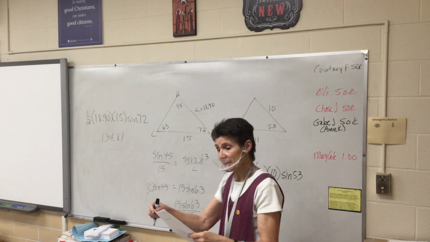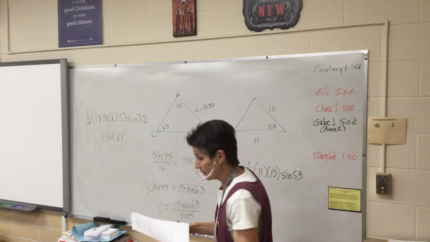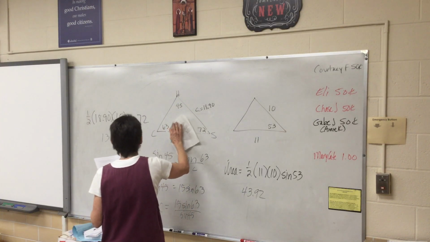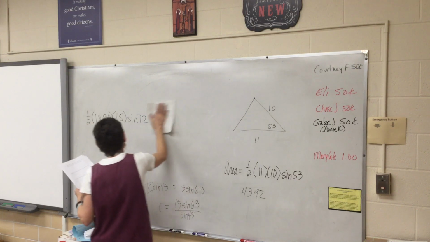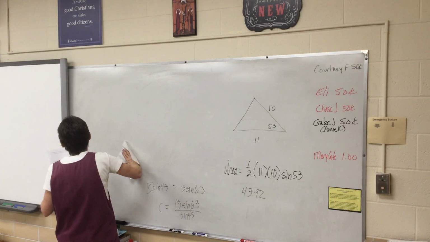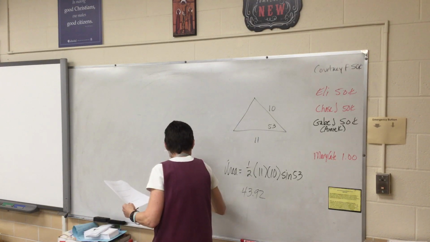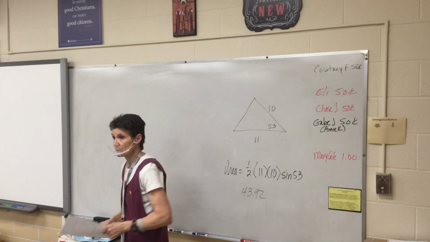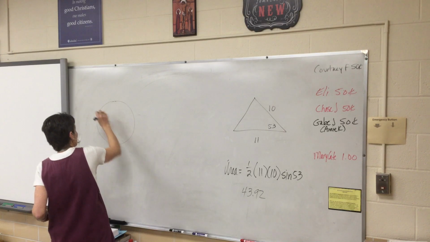All right, so speaking of area, now we have our word problems. So here we go. Find the area of the regular pentagon inscribed in a circle with a radius of 10 feet. All right, so what's our strategy? Draw a circle. And then what does pentagon mean?